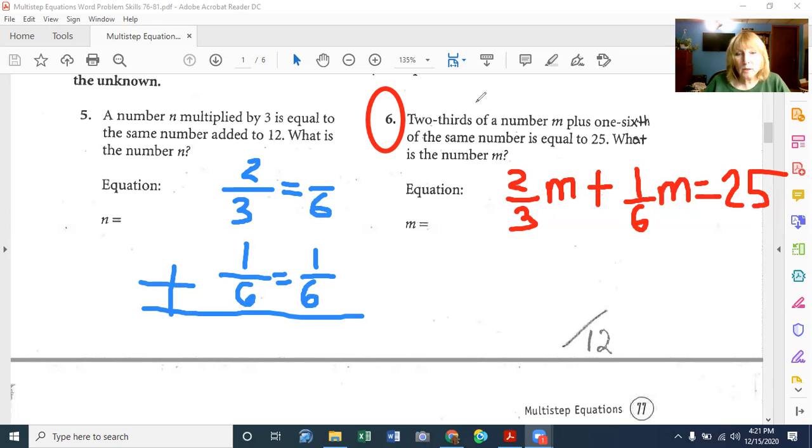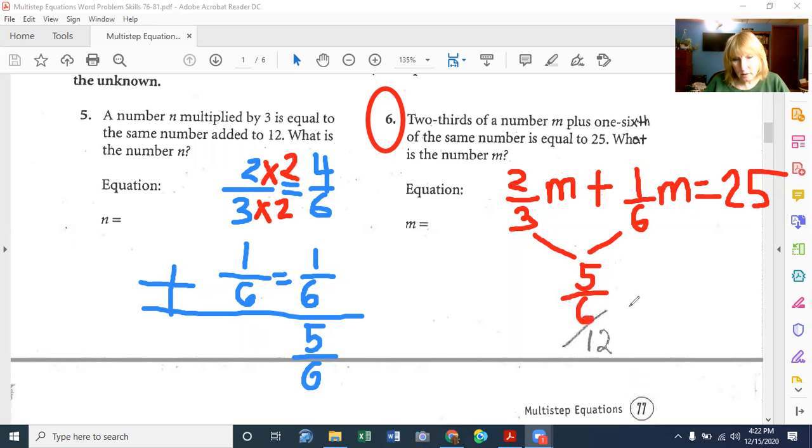So 3 times what number gives me 6? 3 times 2. So whatever I multiply by on the bottom, I multiply by on the top. And now I have 2 times 2, which is 4. So 4/6 plus my 1/6 gives me 5/6. So that's 5/6 m. So I'm going to go back over here now that I figured out my fraction part. I know that these two added together are going to give me 5/6, and then my m stays with it, and that equals still our 25.